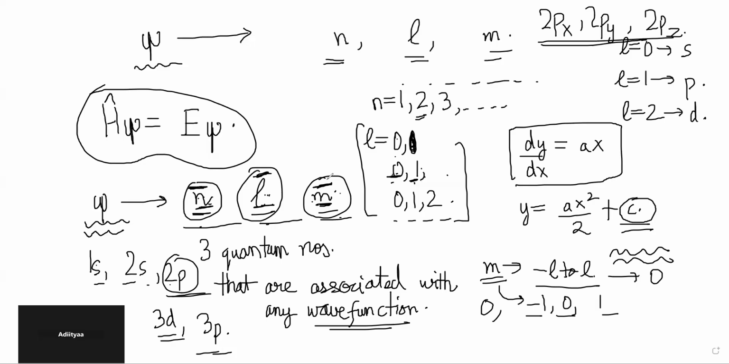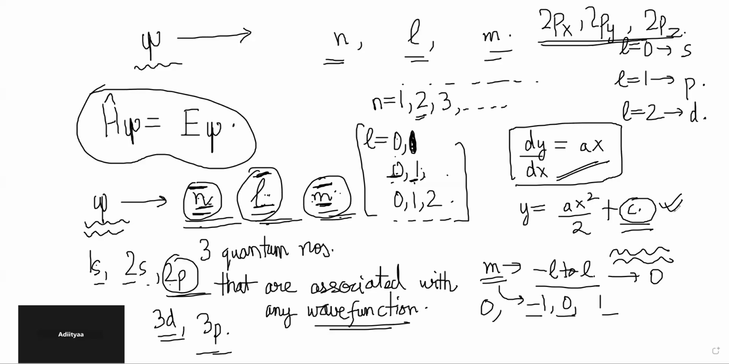And that is what we mean when we say 1s, 2s, 2p and all. These 3 quantum numbers, right? These quantum numbers came from where? They came when we solved the Schrödinger equation. The 3 numbers appeared after the solution, just like this constant c appeared after the solution of this differential equation, right?